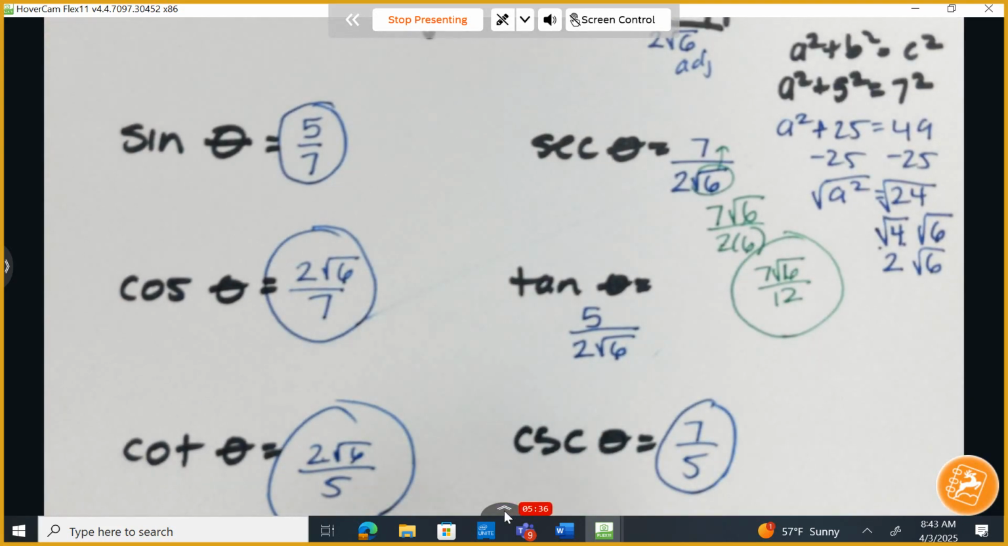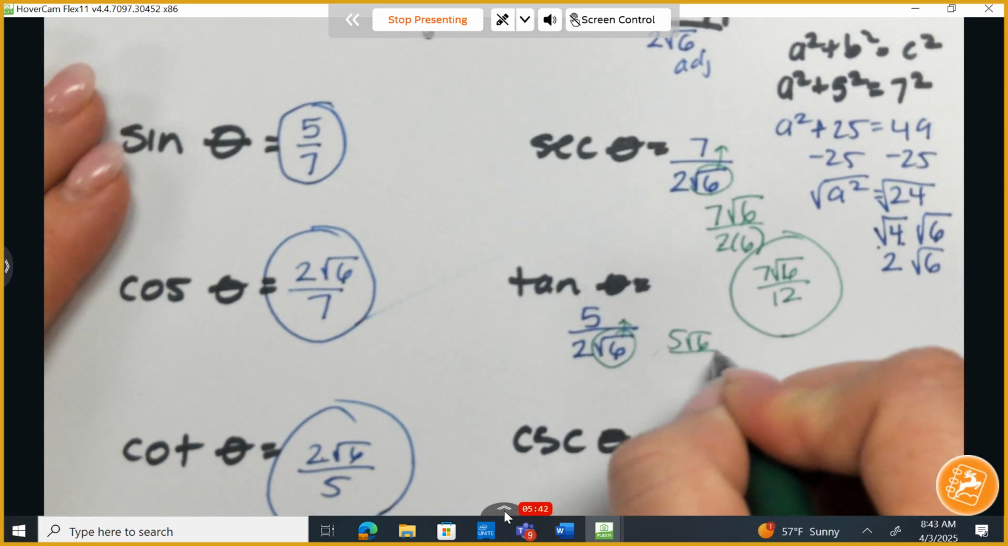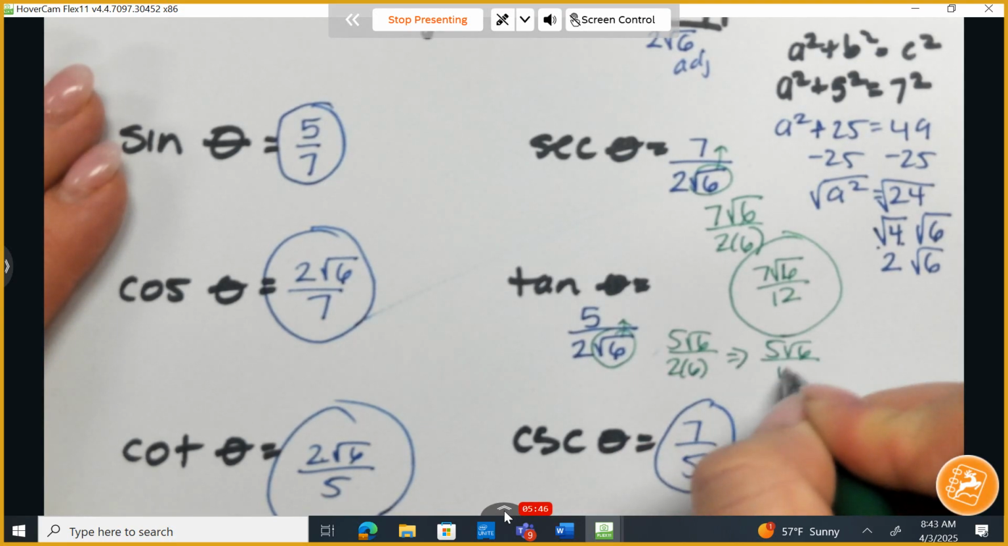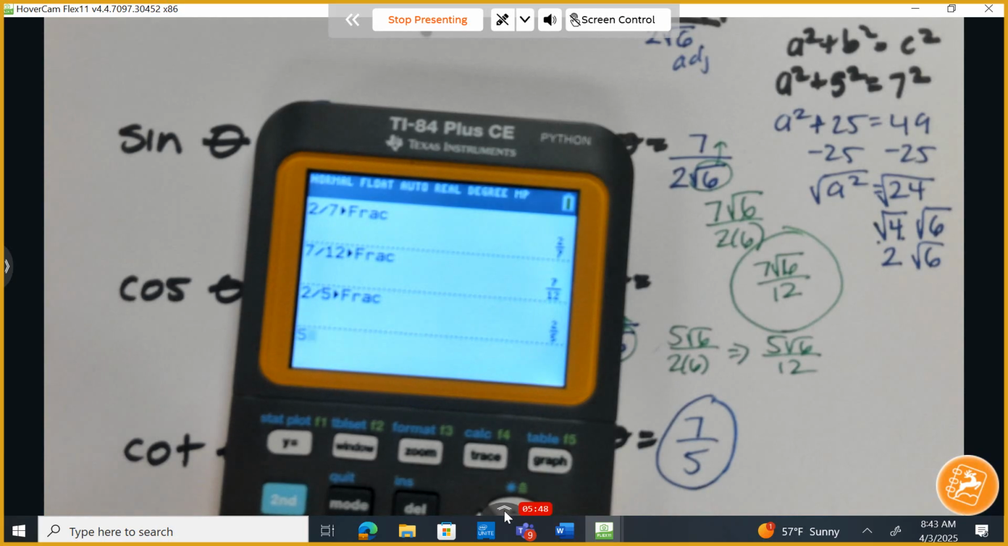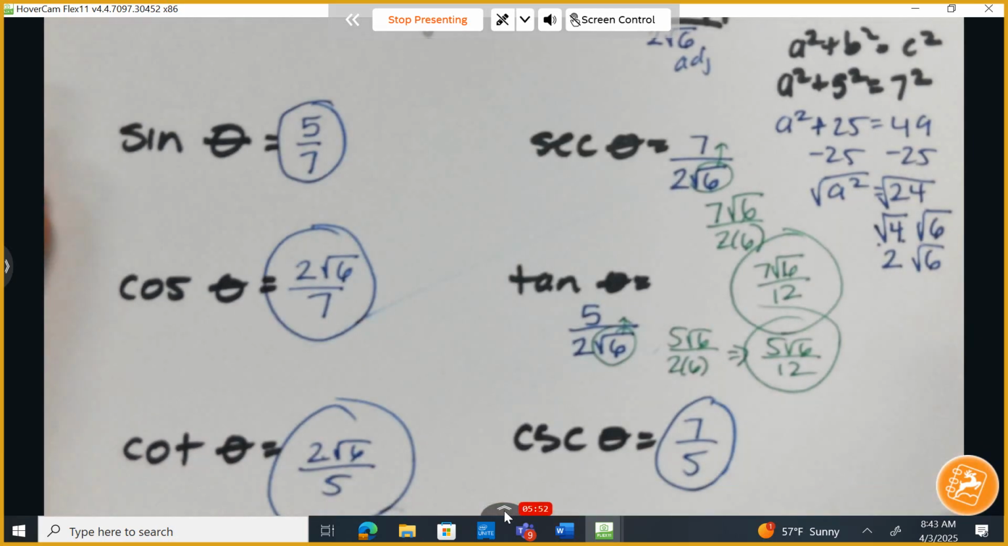The only thing I have left to do is I need to go to tangent. I need to write it in a better form. This needs to go up top. So I have 5 square roots of 6 and then 2 times 6 in the bottom. So I have 5 square roots of 6 over 12. And then I got to make sure 5 over 12 cannot be reduced. It cannot be reduced. That is in proper form.